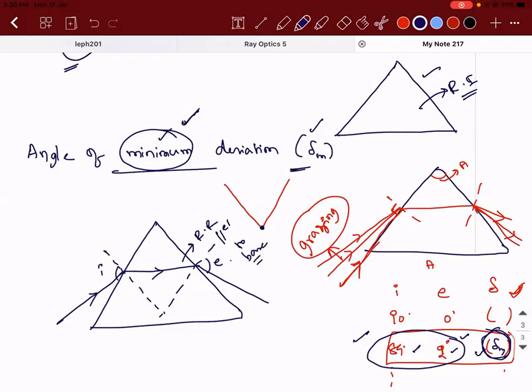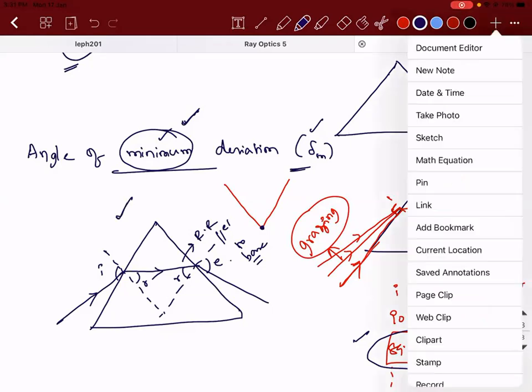Okay, then this angle R1 and this angle R2 both will be R because it forms an isosceles triangle. Guys, are you able to understand this? Are you able to visualize? So this is the scenario. Any doubt? Yes, sir, understood. Okay, good.